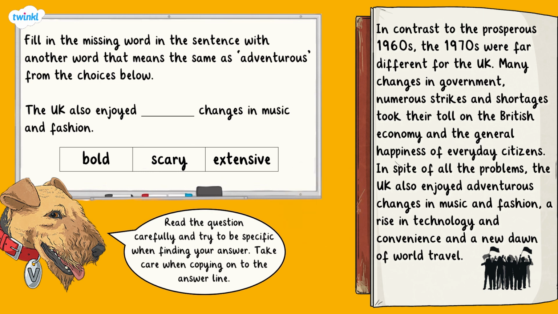We can call on the expertise of Vocabulary Victor to help us with this question. We must read around the missing word in the text and see which alternative word would make sense with the closest meaning to adventurous. Adventurous is a positive word, so scary being negative is not the answer. Extensive means lots of or far-reaching, not adventurous. Therefore, the answer must be bold. The UK also enjoyed bold changes in music and fashion.